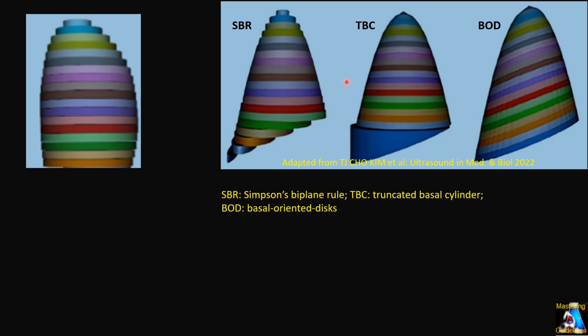So in those cases, there are three techniques. The one that we use by Simpson is this way. As you can see, Simpson's biplane, based on our tracing, makes many cylinders. Usually this type of measurement by Simpson, the disc technique, underestimates left ventricle volume and ejection fraction.